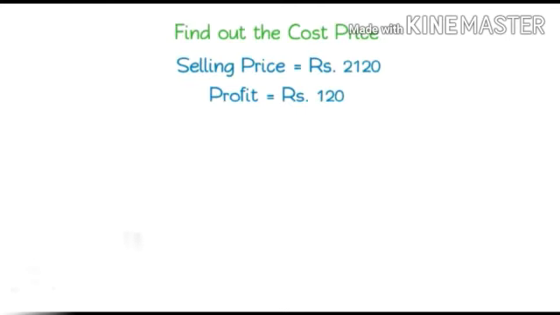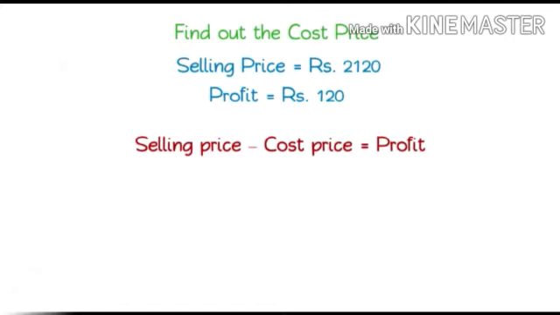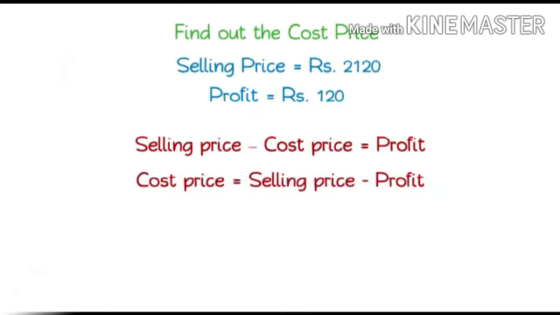For example, find out the cost price if selling price is 2120 rupees and profit is 120 rupees. First, write the formula for profit, which is equal to selling price minus cost price. Here, we want cost price. Therefore, cost price is equal to selling price minus profit. Substitute the values given: 2120 minus 120, which is equal to 2000. Therefore, the cost price is 2000 rupees.